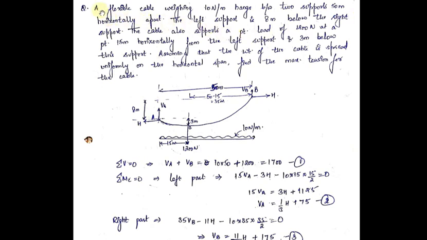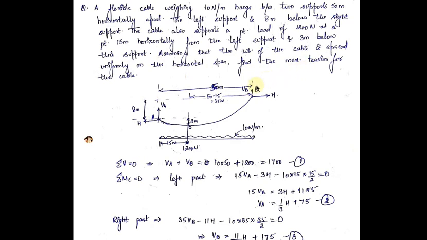Now the next numerical is: a flexible cable weighing 10 newtons per meter hangs between two supports 50 meters horizontally apart. The left support is 8 meters below the right support. The cable also supports a point load of 1200 newtons at a point 15 meters horizontally from the left support and 3 meters below this support. Assuming that the weight of the cable is spread uniformly on the horizontal span, find the maximum tension for the cable.